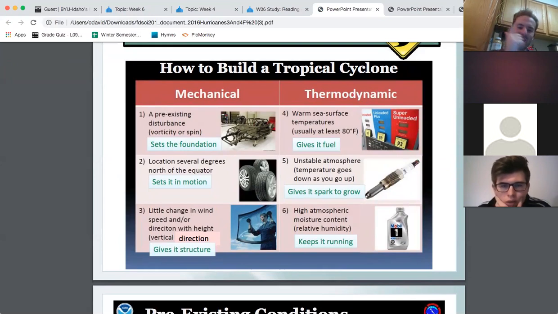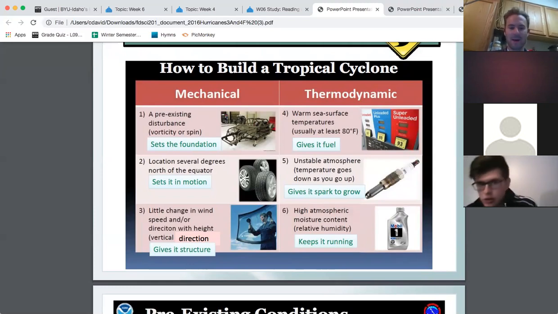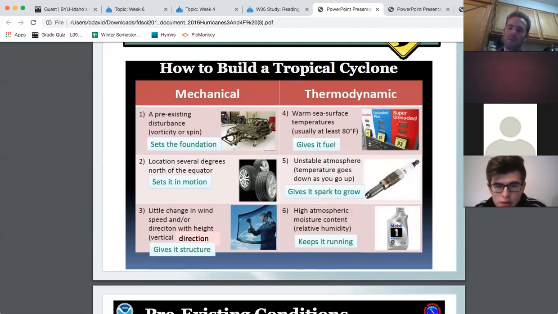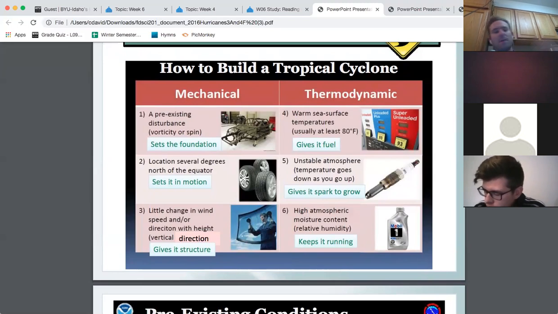It has to be near the equator, just north of it. Remember that location. You're not going to get a hurricane up in the North Atlantic by Norway. That just doesn't happen. You don't have the right settings there. And then you have to have little change in wind speed and or direction with height. In other words, all the wind should be going in the same direction and same speed all the way up the atmosphere. You got to have the warm seas, you got to have an unstable atmosphere, and that just means temperature goes down as you go up, temperature variation. And then you have to have high atmospheric moisture content. So it's got to be humid.